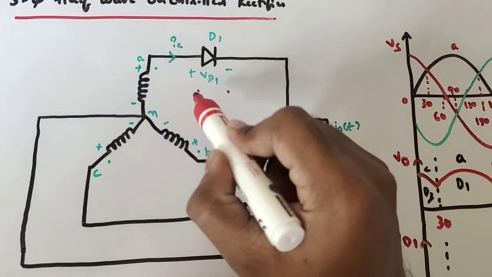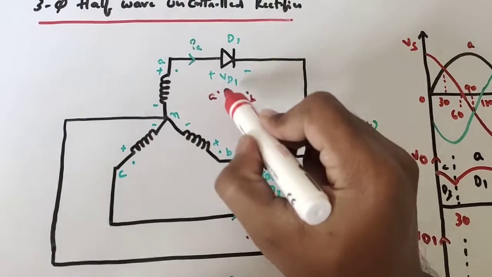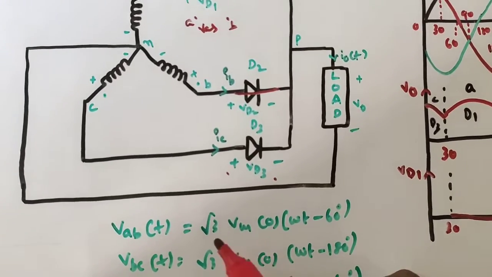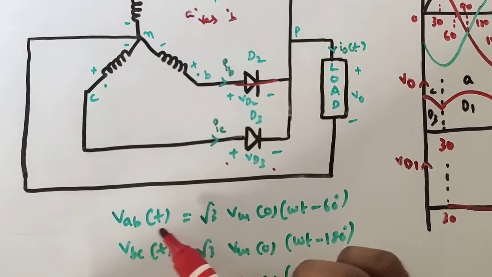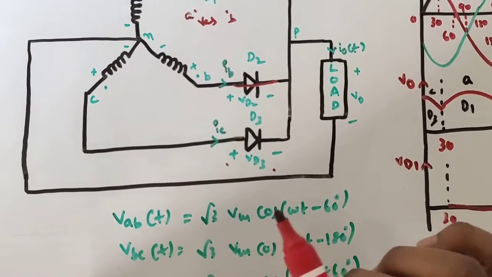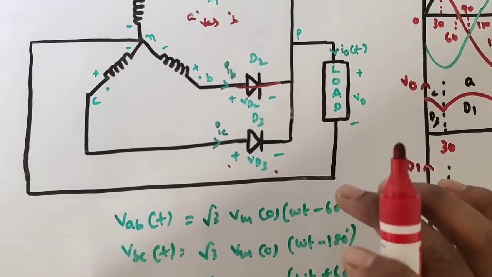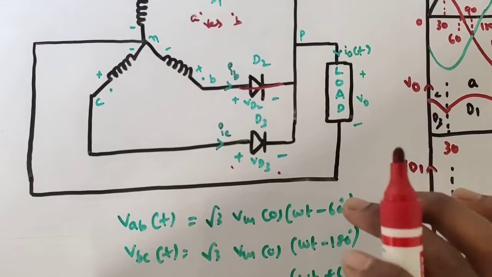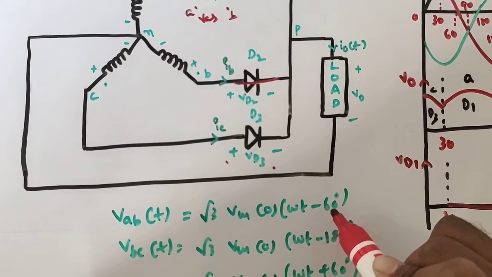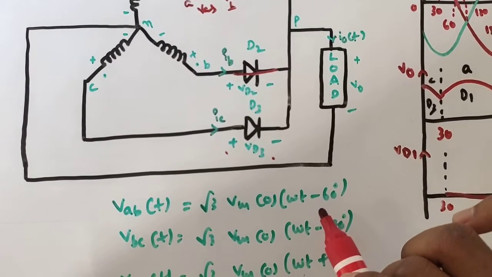So what is the open circuited voltage you are going to get? This is VAB. We have the relation VAB of t equal to root 3 into Vm cos(omega t minus 60 degrees). VAB of t is nothing but VAN minus VBN, that is Vm sin(omega t) minus Vm sin(omega t minus 120). Upon calculating that, you get VAB of t equal to root 3 Vm cos(omega t minus 60 degrees).